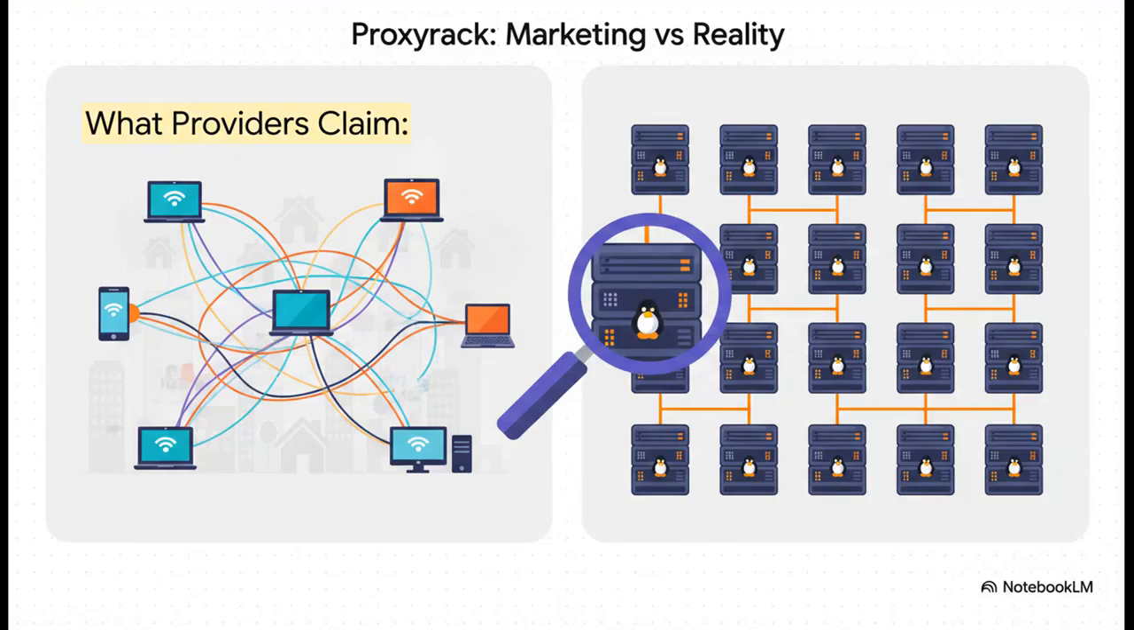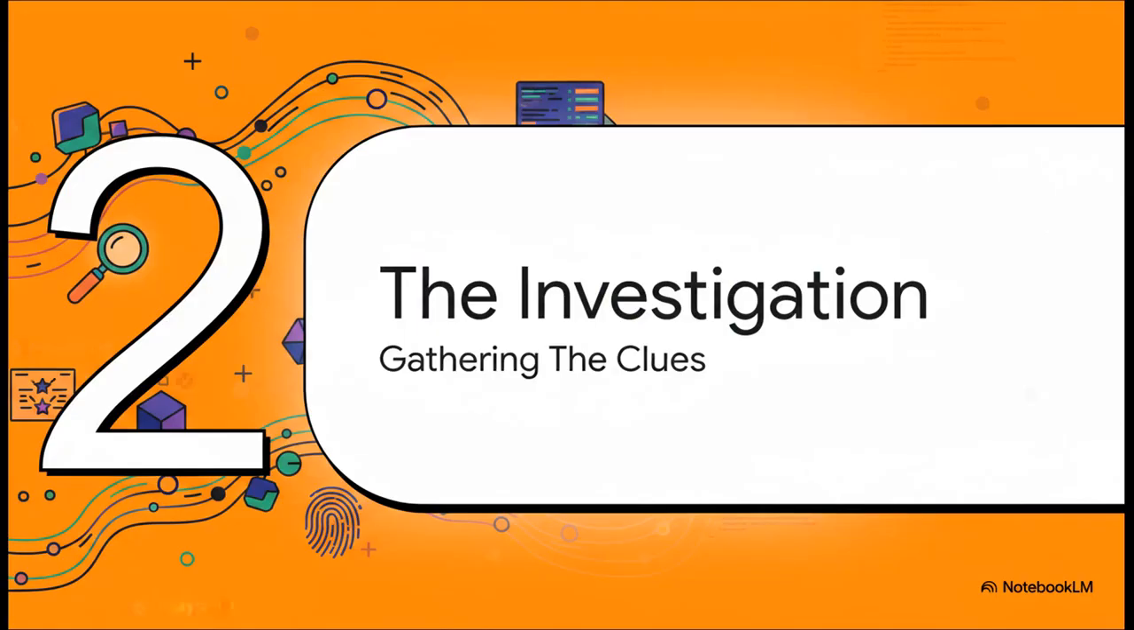And this slide right here just perfectly shows the gap between the marketing spin and the hard reality. On one side, you've got the claim: a beautiful, diverse network of real phones and home computers. But on the other side, the TCP fingerprint just doesn't care about marketing. It reveals the truth. What looks like a mobile network could actually be nothing more than a big, uniform rack of Linux servers.